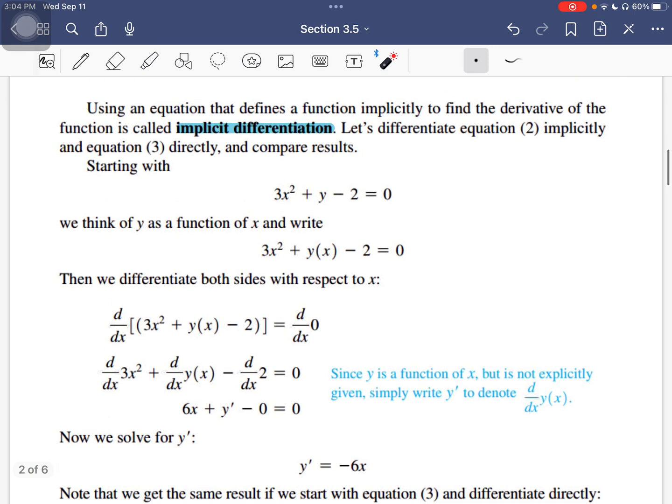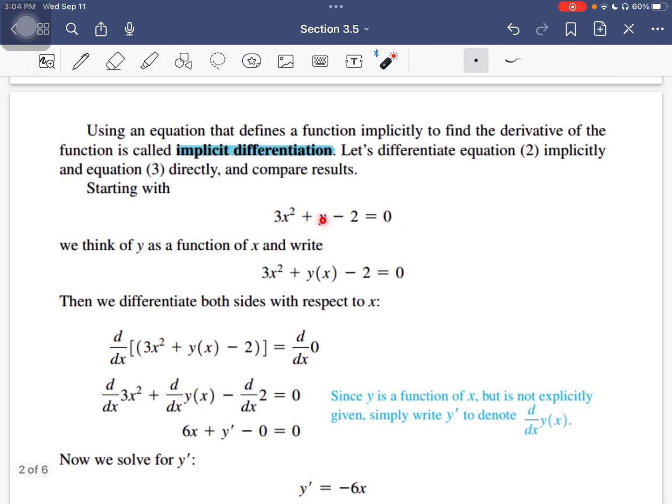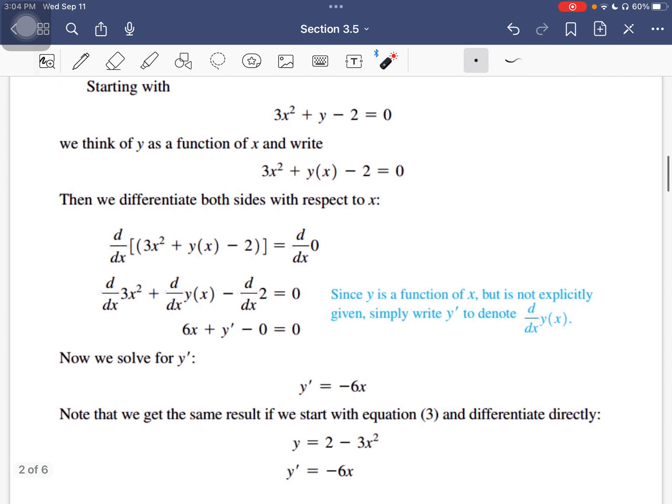But notice if we were to start with our equation and just solve for y, so we add 2 on this side and subtract 3x squared on this side, and differentiate each term with respect to x, we do end up with the same answer here.